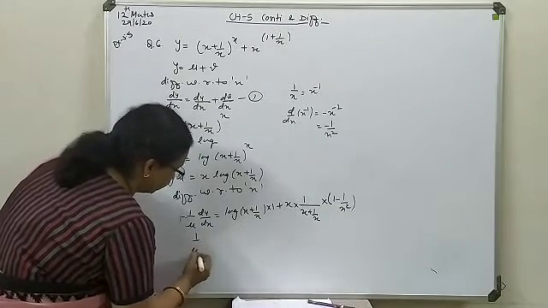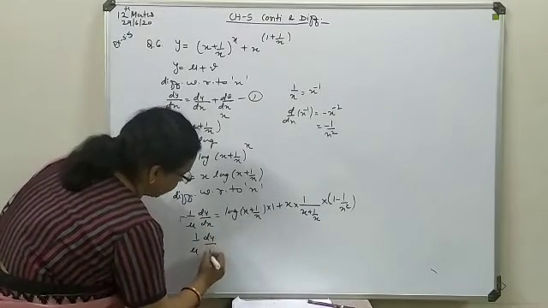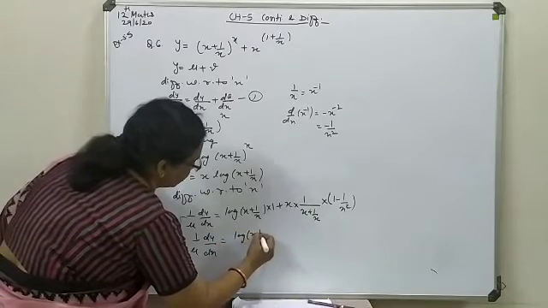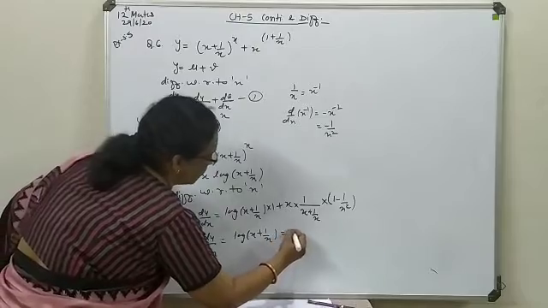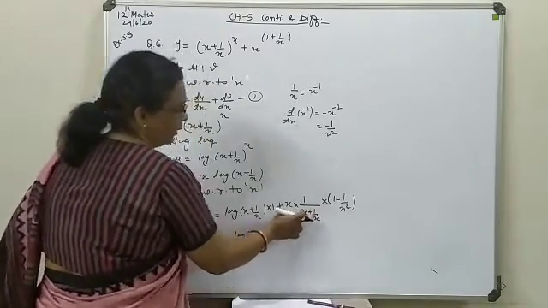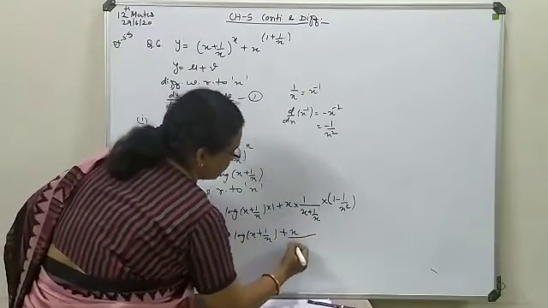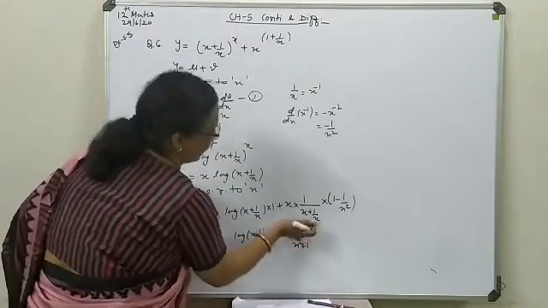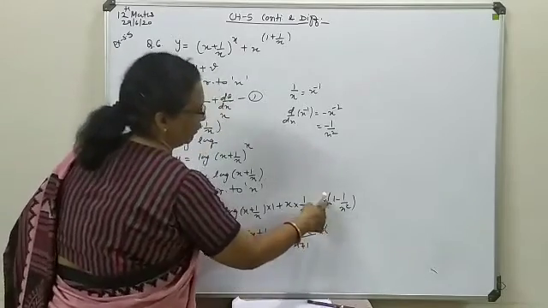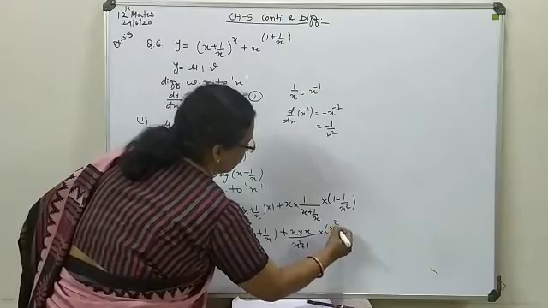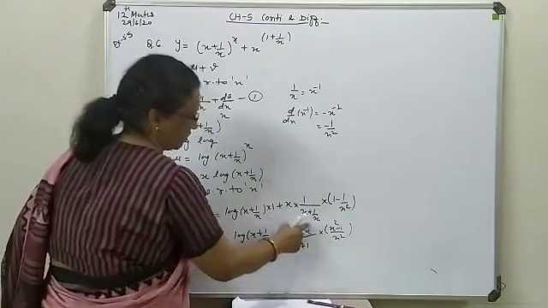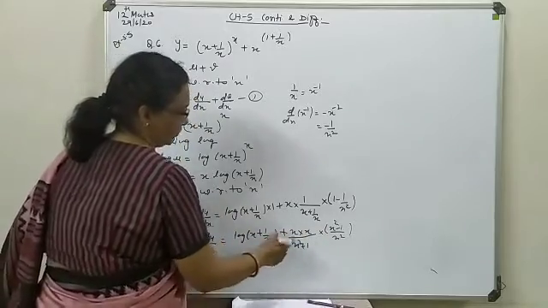This is 1 upon u du by dx. This is your log of (x plus 1 upon x). This is x. Go for taking LCM. So this will be x square plus 1, and this x will invert. So this will be converted to this form. Now here you can go for taking LCM. So x square minus 1 upon x square. Here you can see this is x square, this is x square. So these two will cancel.